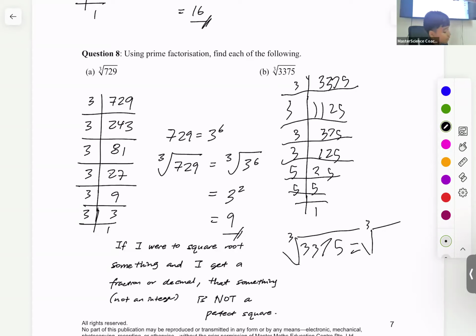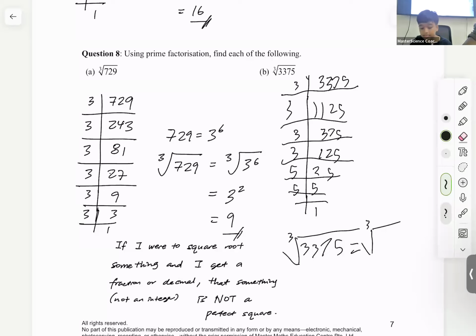Okay, so you see here 375. You divided it by 3, you get 125. But 125, you divide by 3 to get 25? No, divide by 5. So this should not be a 3, this should be a 5. Okay, never mind, finish. Just leave it as it is. So you know that there should be 3 threes and 3 fives.